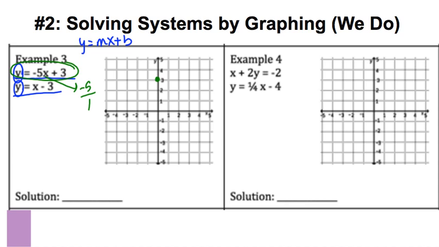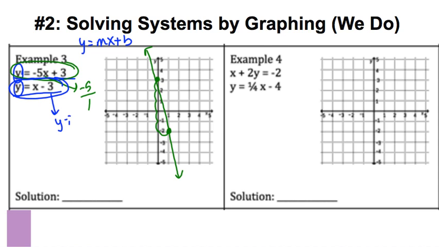So I'm going to go down 5. 1, 2, 3, 4, 5. And to the right 1 space. So now I've got that point. I can draw this line. It's also important to draw the line all the way through the graph, so then that way you can see it more clearly. I'm going to graph this line in blue.